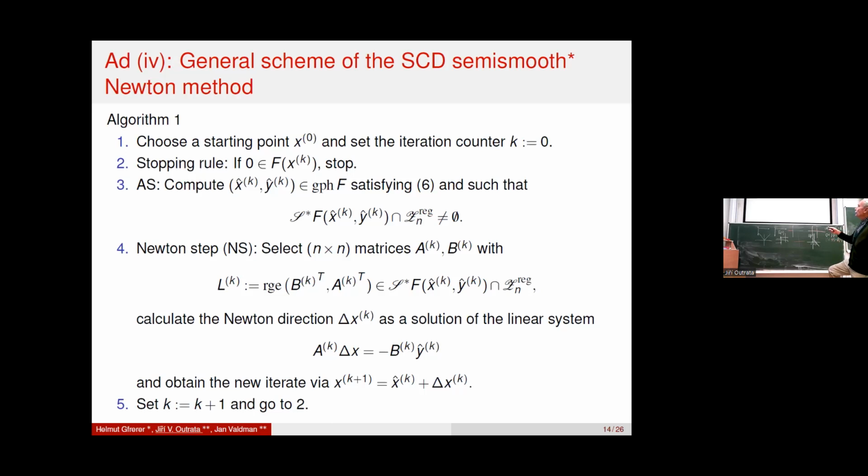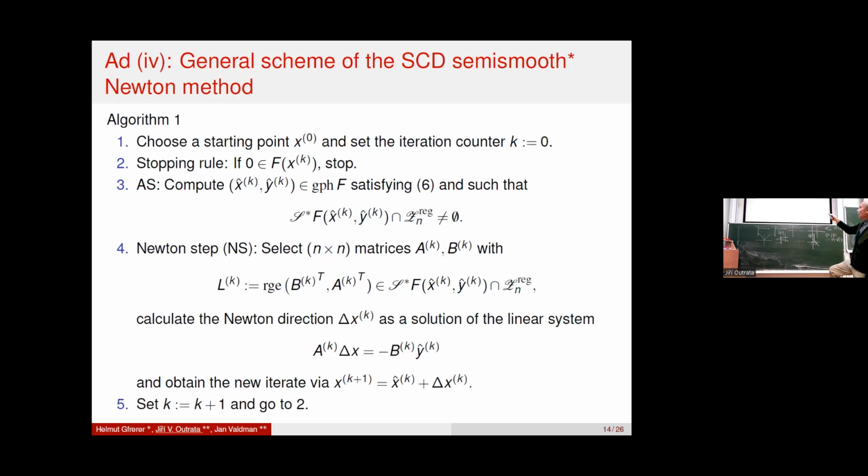If not, then we first perform this approximation step. This means we compute an approximate projection of xk onto the graph of f and require, and here this step is of course difficult, that the limiting collection of subspaces at this projection point contains some subspace which is regular in the sense of this non-horizontality. Having this, we take such a subspace from this intersection. This step is called the Newton step, and it is now possible that this space which we have chosen has the representation via the matrices Bk transpose, Ak transpose.